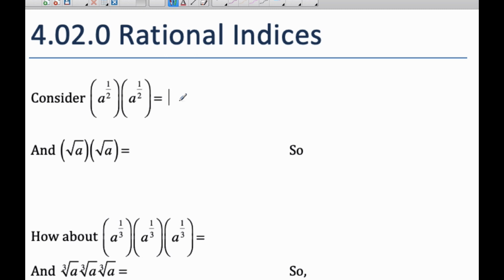Hello, it's Mr. Raps here, and today we're going to talk about rational indices. And rational is just a fancy word for fractions. So, fractional indices.